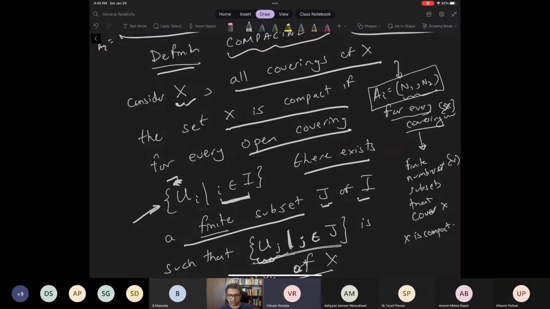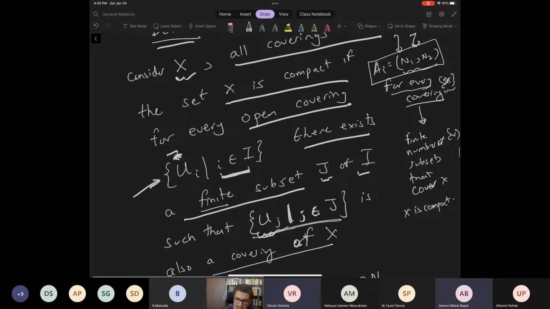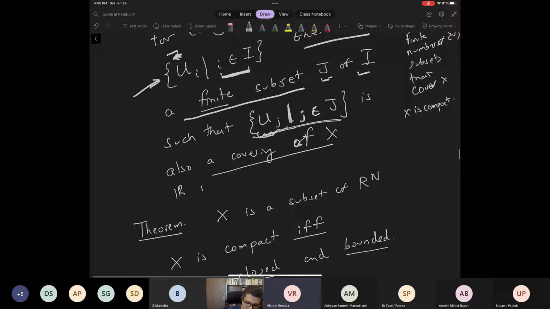Can I find a finite subset of these intervals that covers the real line? Sir, no finite number of these intervals will work, because if you take the union of a finite number of these, then you'll always end up with a bounded thing. Exactly, that's right. So if you take a union of any finite number of these, you will never cover the full real line. Okay, so what does that tell you? The real line is not compact. Okay, so R is not compact.